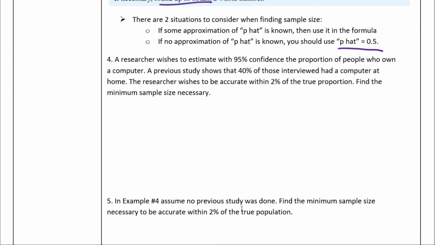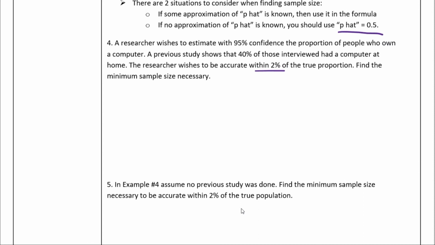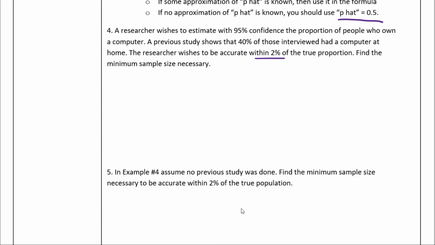All right. So a researcher wishes to estimate with 95% confidence the proportion of people who own a computer. A previous study shows that 40% of those interviewed had a computer at home. The researcher wishes to be accurate within 2% of the true proportion. Find the minimum sample size necessary. So it wishes to be accurate within 2%, so that's your E, which is 0.02.